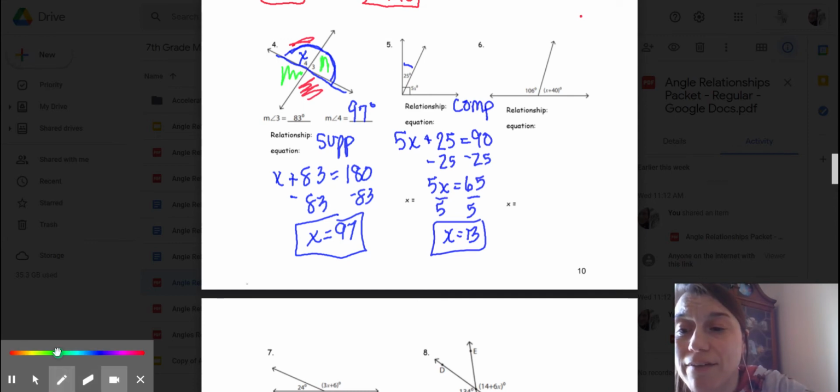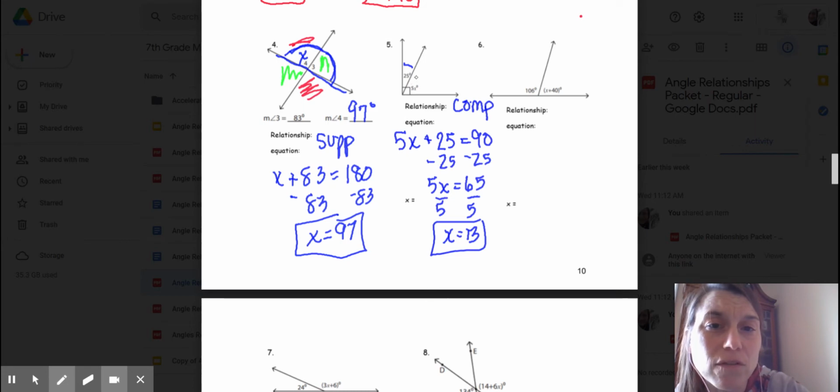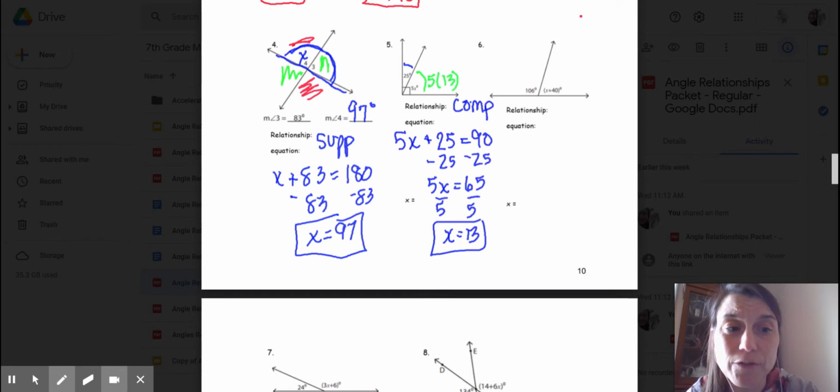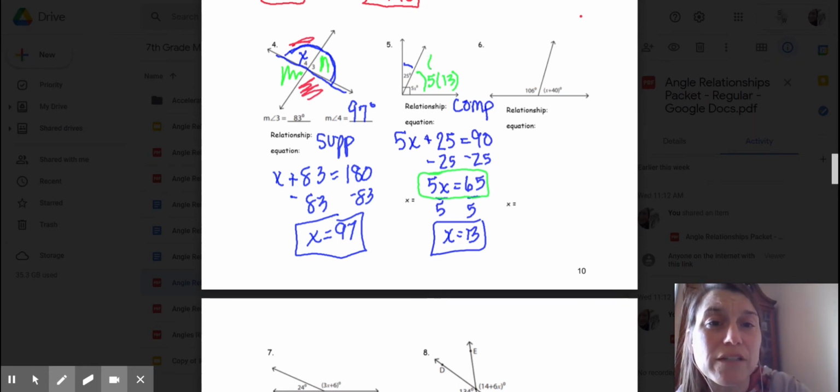I'm going to take that value and substitute it in here back into the angle. The angle here is 5 times x. That means I'm going to do 5 times 13. Why am I doing 5 times 13? Because x is 13. This is my substitution. When I do that, 5 times 13 is 65, which is good because right here we have 5x equals 65. Remember, we already found that when we were solving. So 5x equals 65, then this equals 65 degrees.